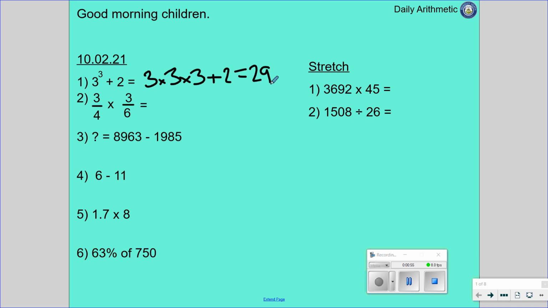Question 2, a fraction times a fraction, we multiply the numerators, then we multiply the denominators. So 3 times 3 gives me a numerator of 9, 4 times 6 gives me a denominator of 24.